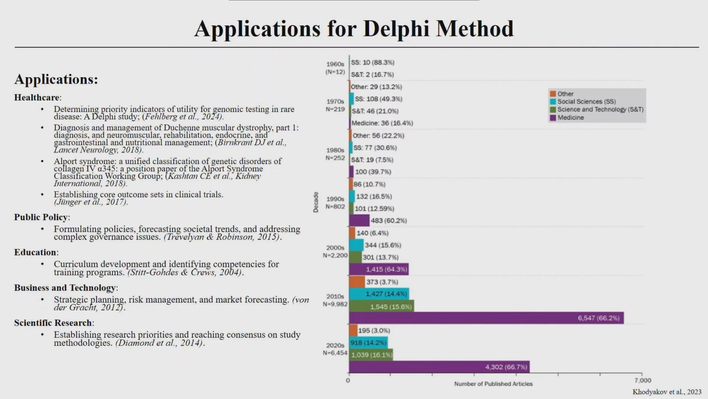And you can see two of the studies from 2018: diagnosis and management of Duchenne muscular dystrophy and classification of genetic disorders in Alport syndrome. So with this, I wanted to emphasize that it's widely used in rare disorders before a natural history is known. We don't have data for it yet. We can use such a method to provide some clarity for medical providers.